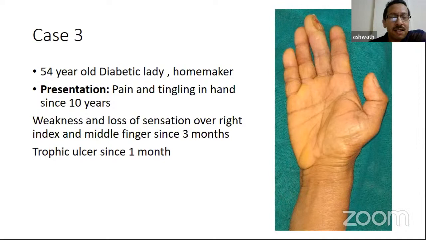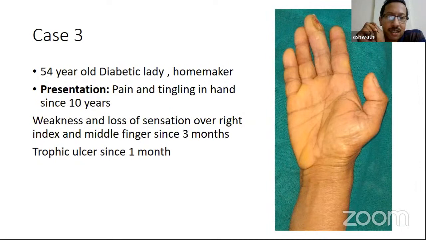This is a 54-year-old lady, diabetic homemaker, who had pain and tingling in hand since 10 years, weakness and loss of sensation of the index and middle finger since 3 months. That's what she told. And there is an ulcer. It's been there since 1 month. It's not healing. And she actually came seeking treatment for the ulcer. That was the main complaint initially.